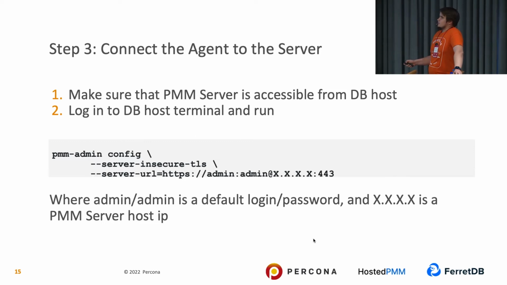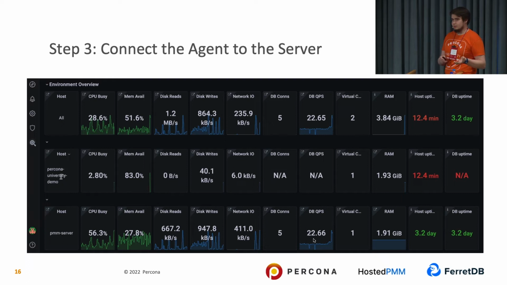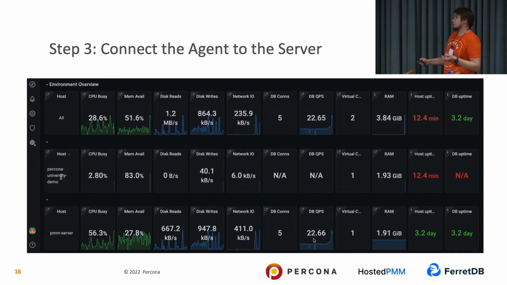And here you can see there is a flag insecure TLS. There is a way to set up a secure connection. You should add SSL certificates inside the PMM server, but I'm not covering it here. And when you connect the PMM agent to the PMM server, your main dashboard will look like this.